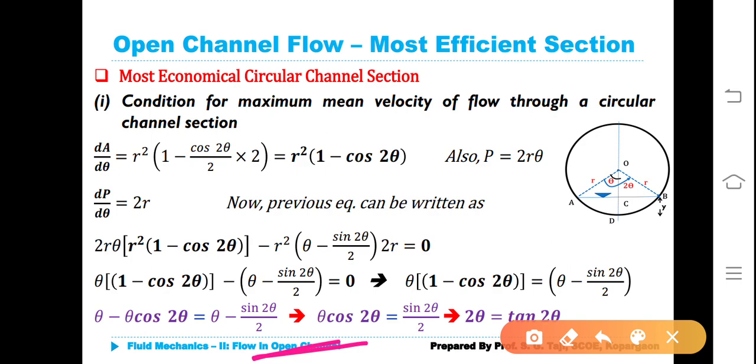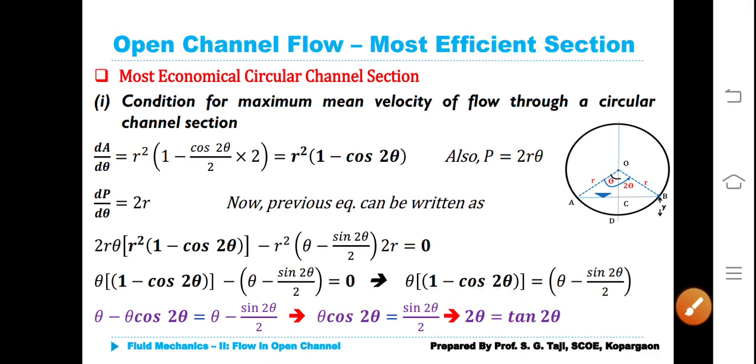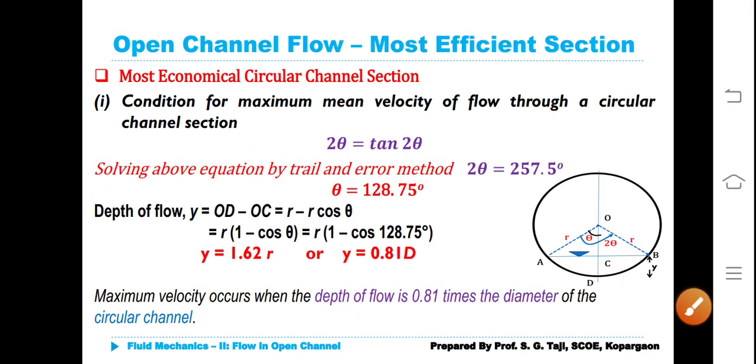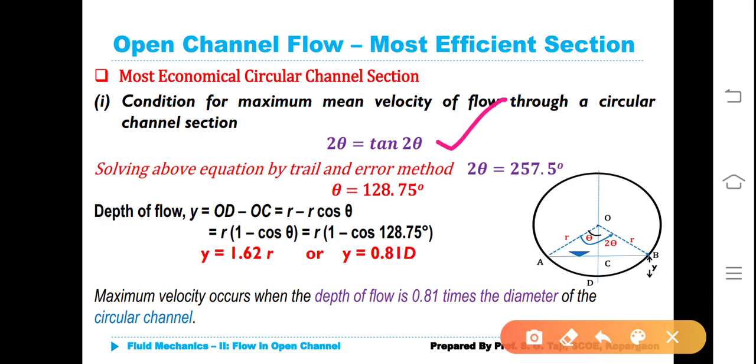Now cross multiplying, this theta by 2 becomes 2 theta. Then this cos 2 theta, you take it onto the RHS. Therefore, you will get sin 2 theta by cos 2 theta, that is nothing but tan 2 theta. Hence, we can say 2 theta is equal to tan 2 theta. Now, the condition for maximum mean velocity is 2 theta is equal to tan 2 theta, just as we saw in the last slide.